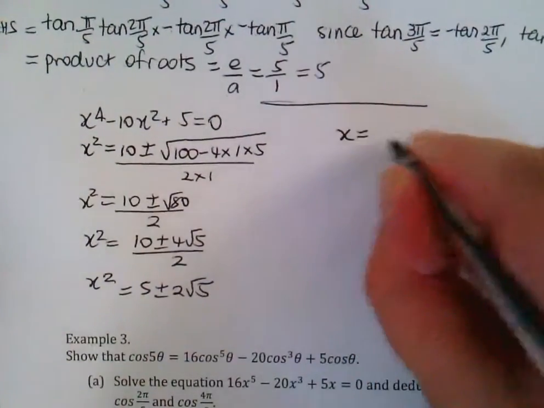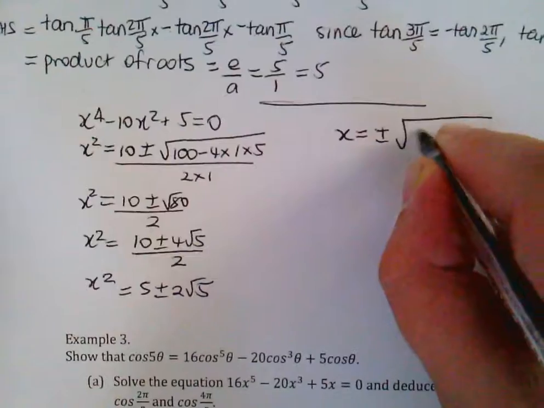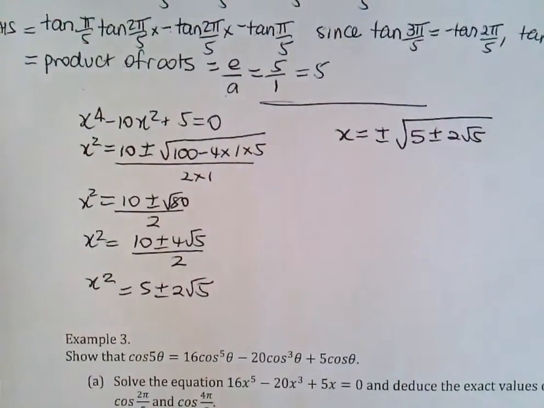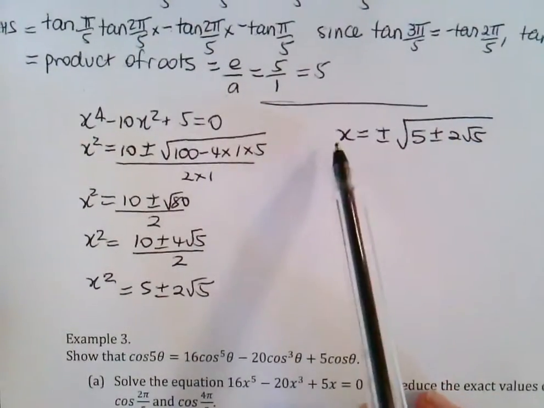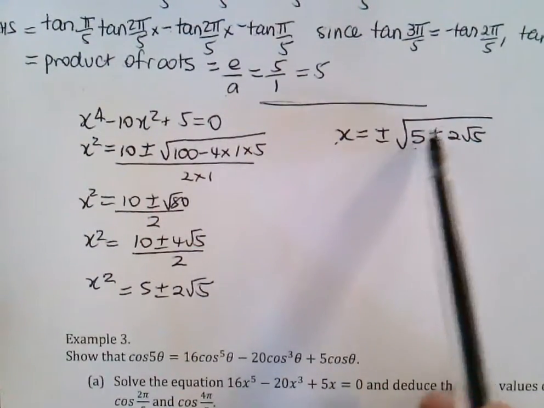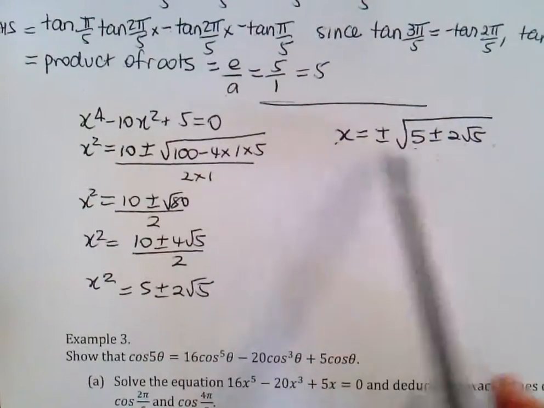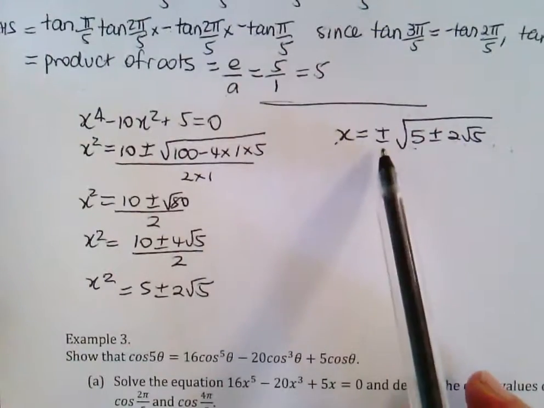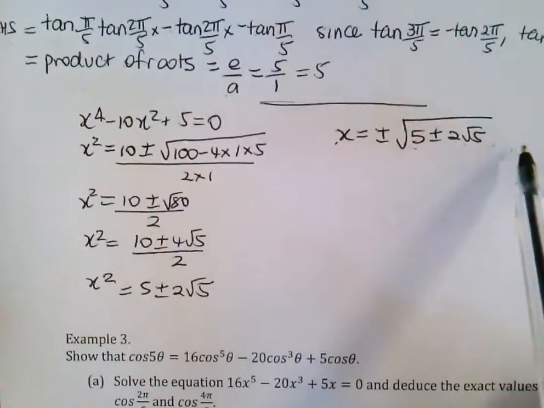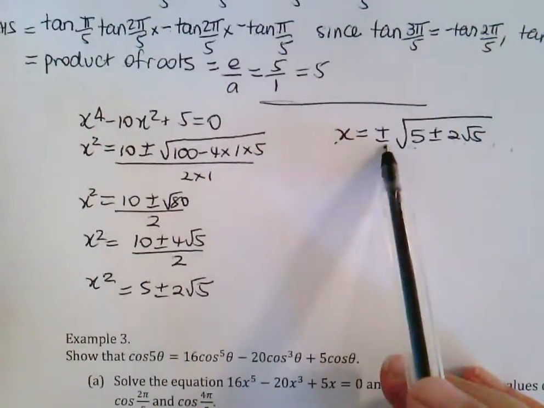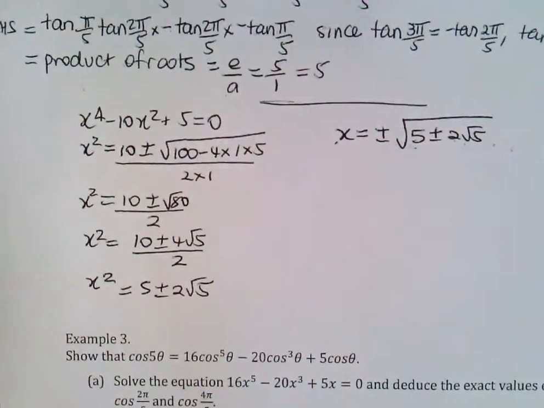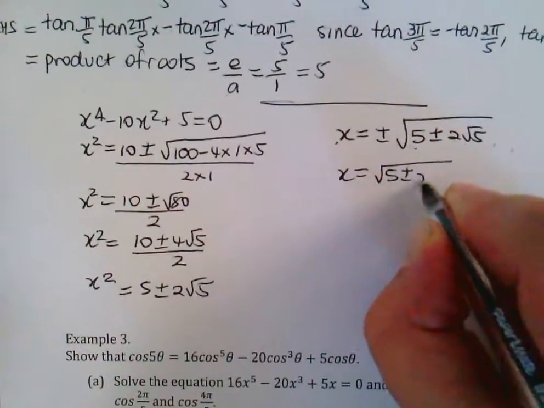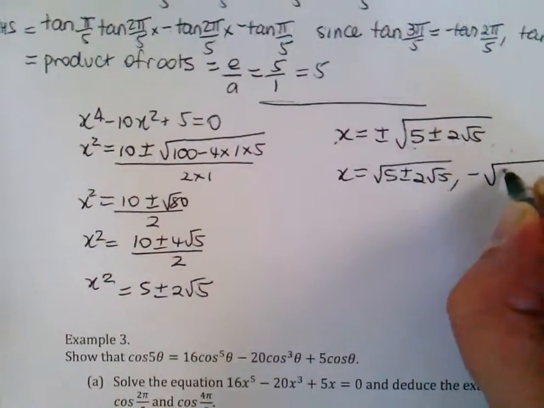And so therefore x equals plus or minus the square root of 5 plus or minus 2 root 5. Now, we've got x equals square root of 5 plus 2 root 5. X is the square root of 5 minus 2 root 5. Can you see that? X equals negative square root of 5 plus 2 root 5. Can you see it? And x equals negative square root of 5 minus 2 root 5. You actually have 4 solutions there. And you've got this, which is another 2.